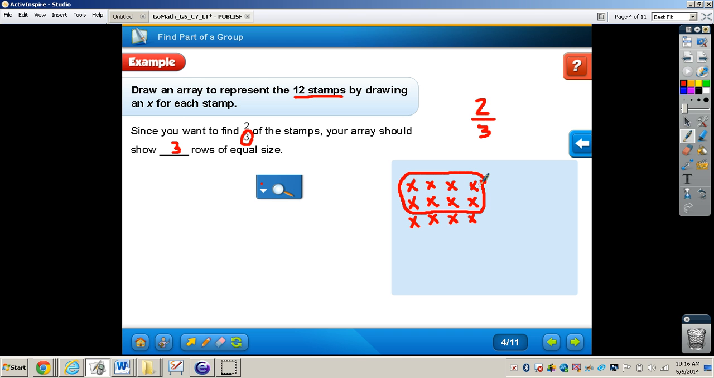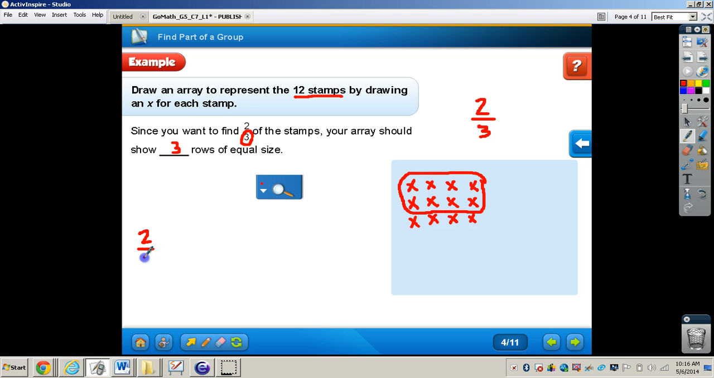All right, now that does not answer the problem yet, or the question. What we need to do now is count how many X's are inside these 2 rows. So we can see there are 1, 2, 3, 4, 5, 6, 7, 8. Okay, so we can see right there on page 292, there are 8 X's circled. So now we need to complete that number sentence.